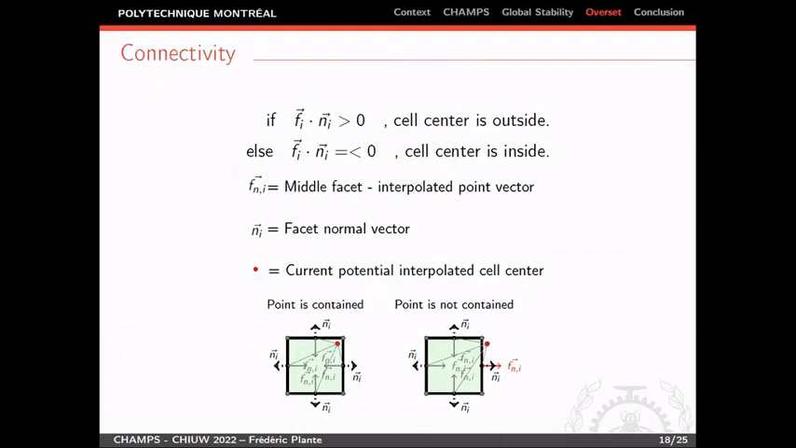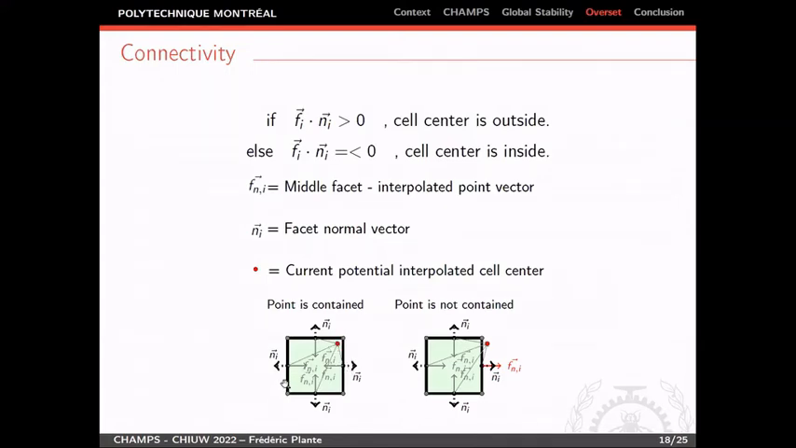Then the next step is finding the connectivity between the subdomains. To do so, the cells of two subdomains must be compared to find an overlap. This is equivalent to finding if the center of a cell is inside another cell. And this is done by looking at the sign of the dot product between the facet normal, the N vector here, and the vector between the other cell center, the red dot, and the facet center here.